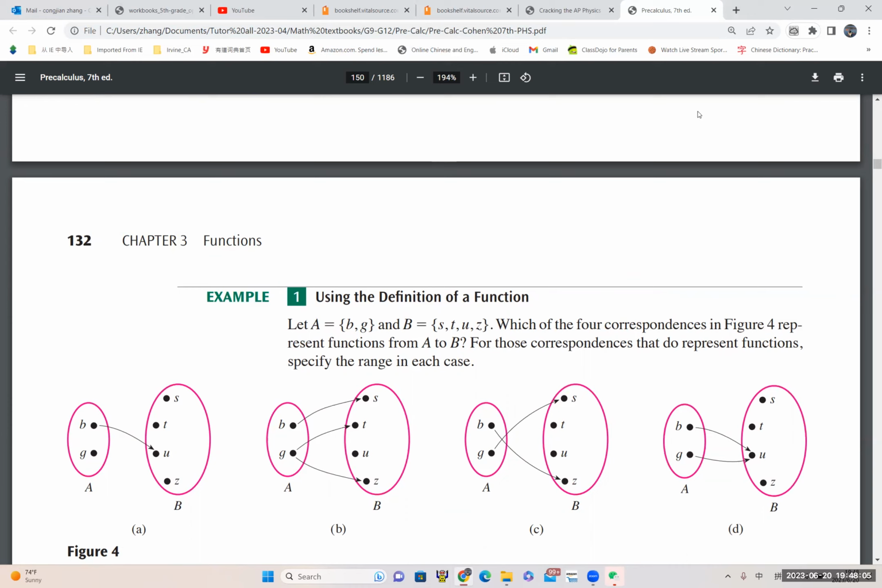Let's judge one by one. For this, do you think it's a function? I suppose it's no. Why? I suppose the definition is that for each element in A, there should be one output. But for example, G does not have a corresponding one, right? That's why it's not. Oh yes.